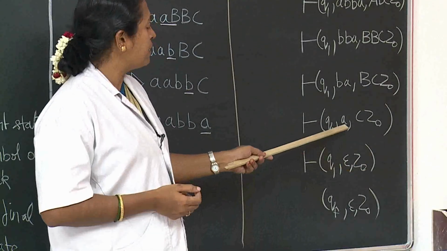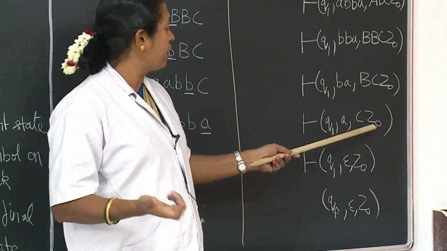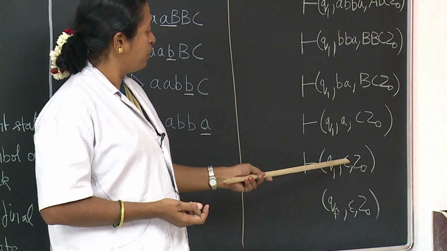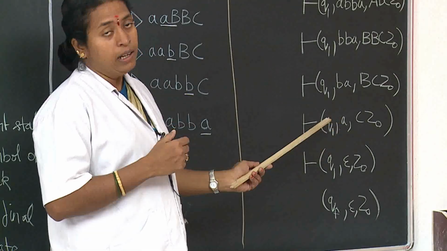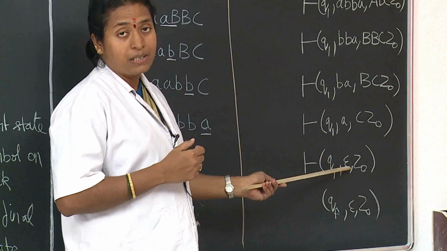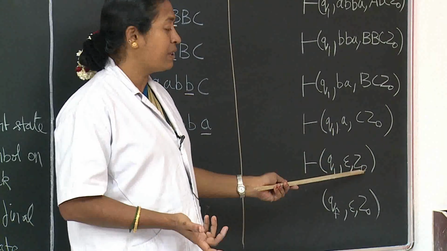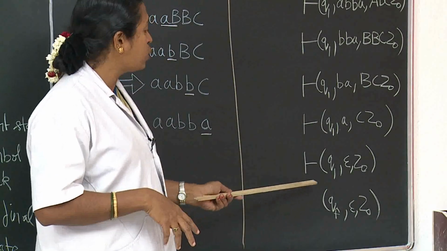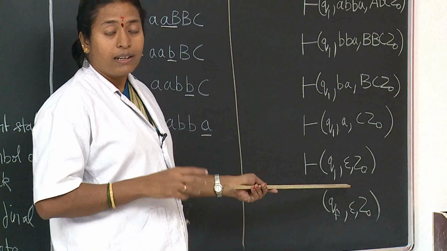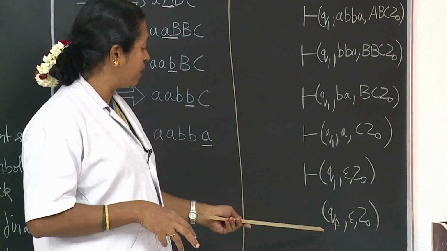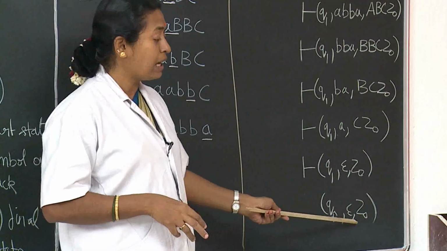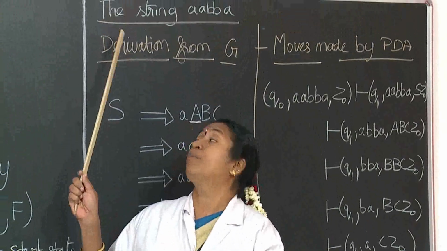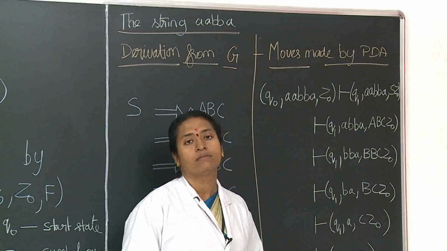Afterwards, reading the small a and popping out the capital C from the top of the stack, the input symbol on the input tape is epsilon. Also the top of the stack is nothing; the Z0 will remain here. So on epsilon, the state is accepted. We have reached the final state. This is the accepting state of the push-down automata. The string given is accepted by the push-down automata.